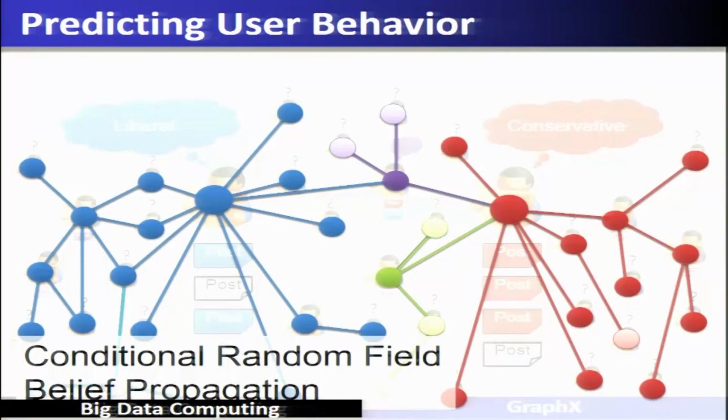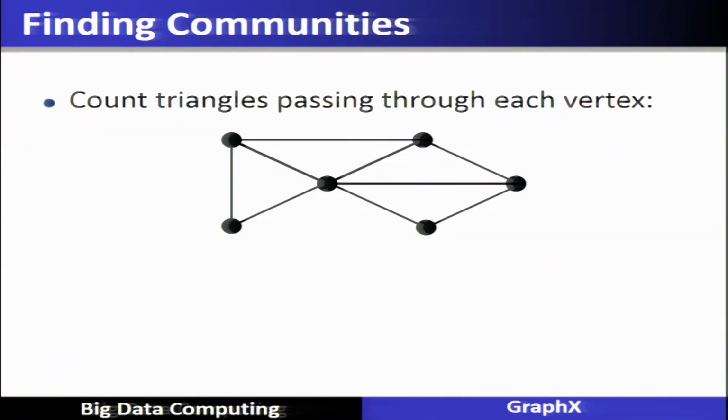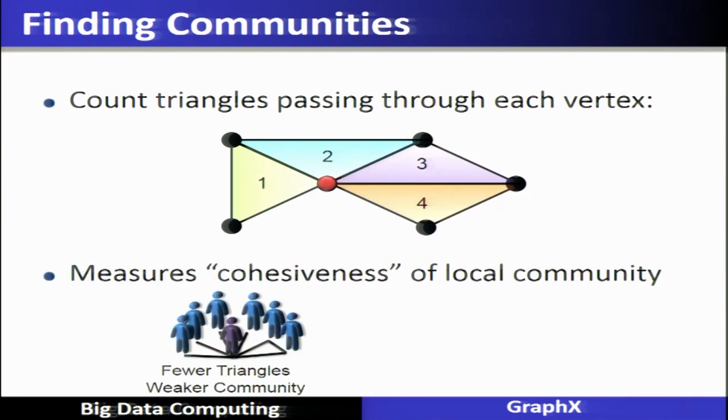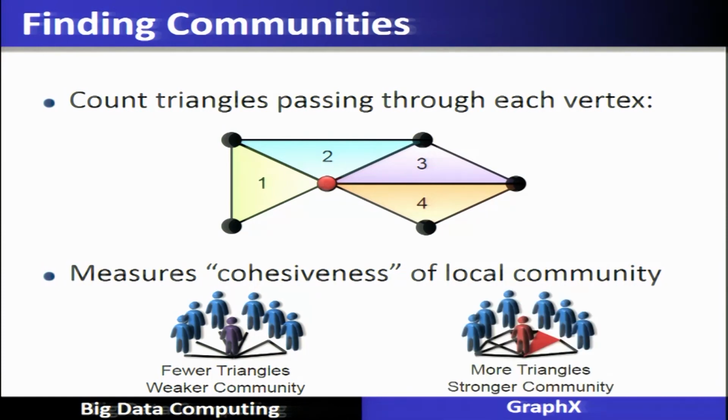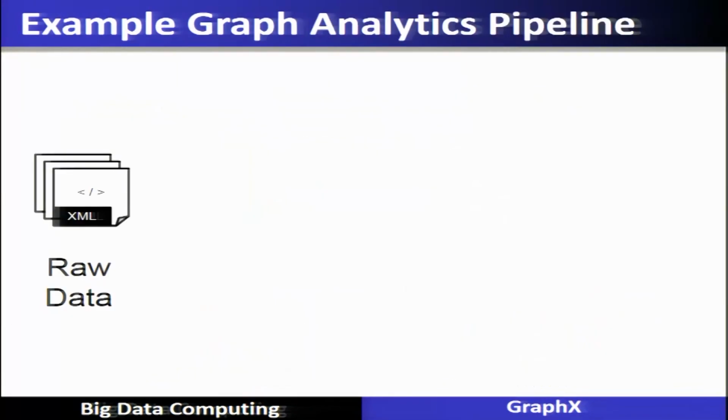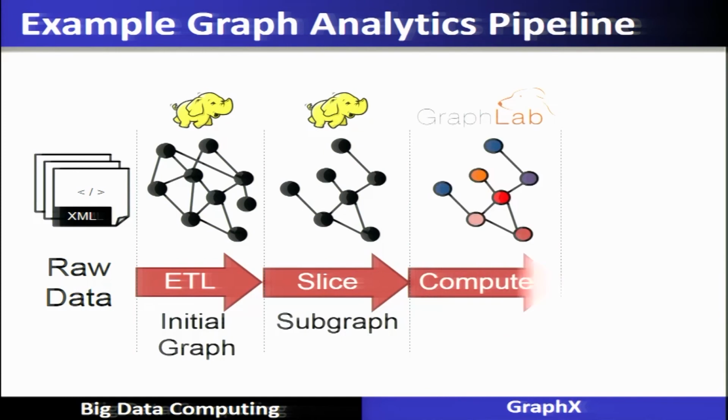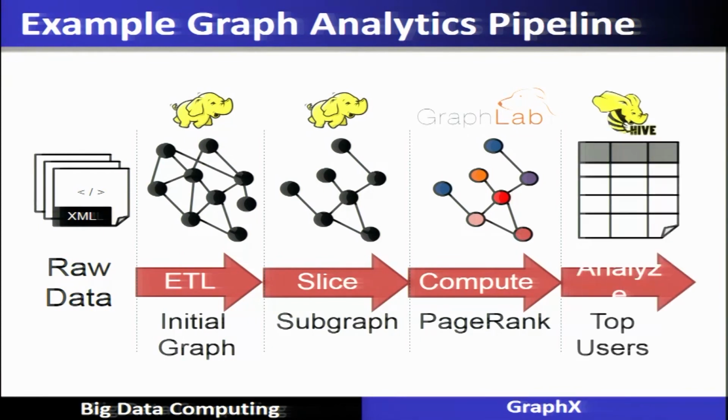finding out the conditional random field of belief propagation, and finding communities using triangle count, which also measures the cohesiveness of a local community. For example, fewer triangles mean a weaker community, and more triangles mean a stronger community. We have also seen how graph analytics can be achieved by building the pipeline.